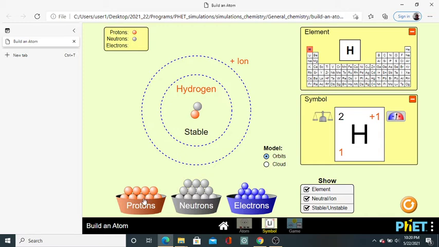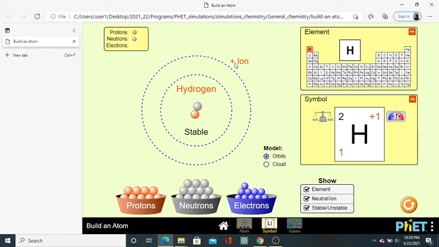So we have been adding on protons and neutrons. We see that this number here at the bottom is the atomic number. This is known as the atomic number, which represents the number of protons. This number 2 represents the total mass of the atom, which is the number of protons plus the number of neutrons. Okay, so what about the electrons?